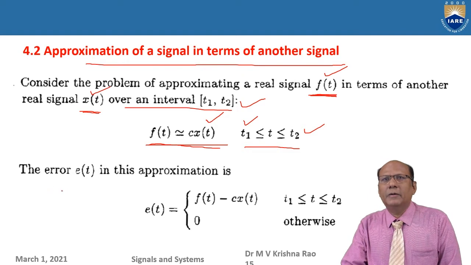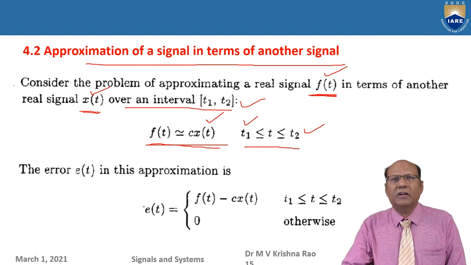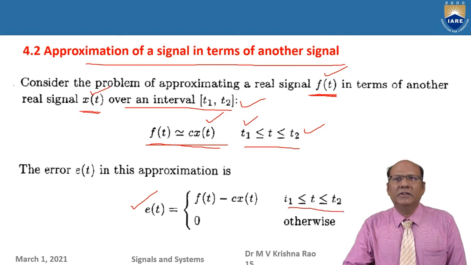And if I consider the error now, same thing: during this interval t1 to t2, the error is f of t minus c x of t.